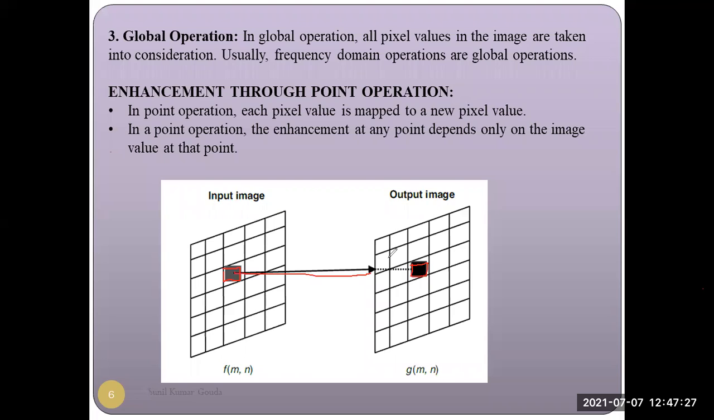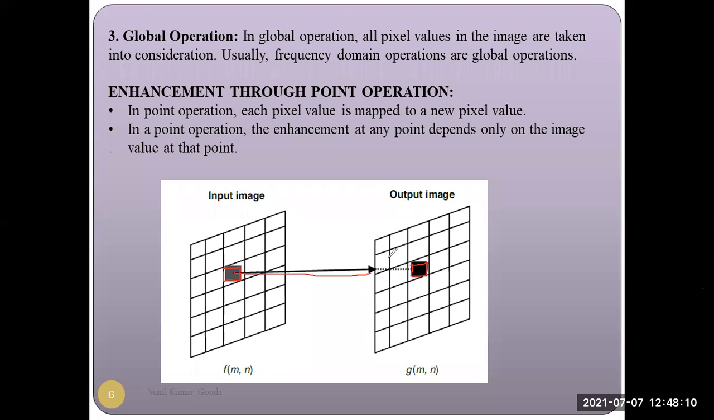But in the case of a mask operation, the enhancement of a pixel depends not only on the intensity value of that pixel, but also on the intensity levels of the neighboring pixels. And in the case of a global operation, we are considering the whole image. Whenever performing any enhancement on a single pixel, every pixel intensity will be taken into consideration.